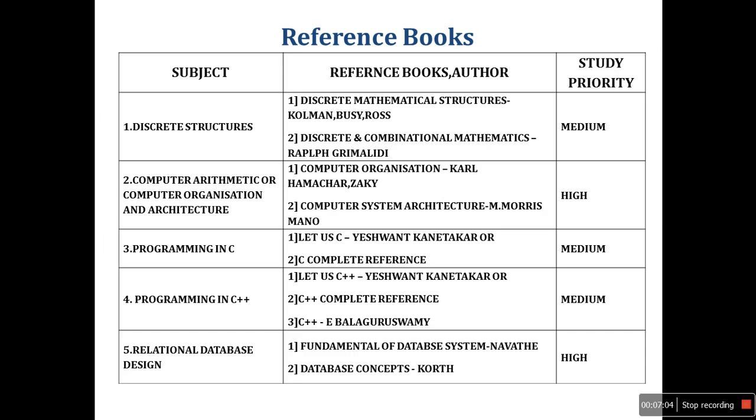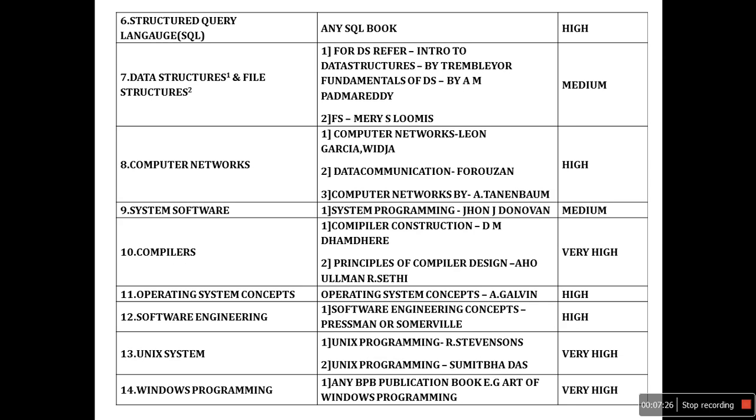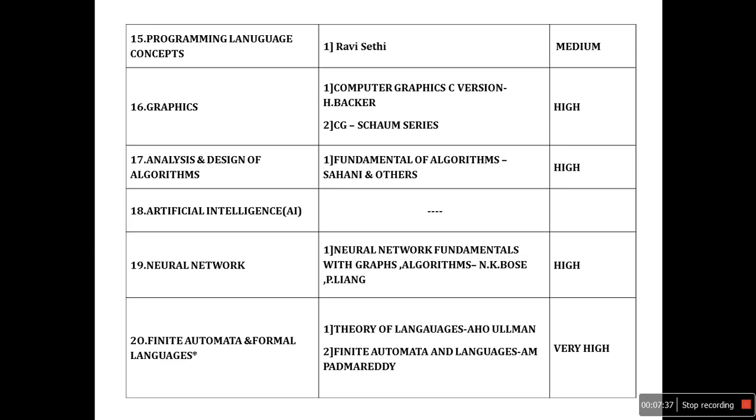Let us move on to high priorities. We have seen very high priorities; now let's look at the high priorities. The first book is about computer organization and architecture, written by Morris Mano. This is a good book. Later we can study relational database design and structured query language. Also high priority are computer networks, operating system concepts, software engineering, analysis and design of algorithms, and neural networks. All these subjects have high priority.